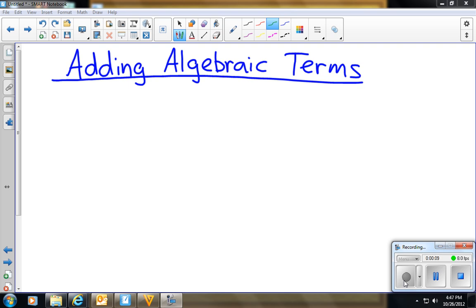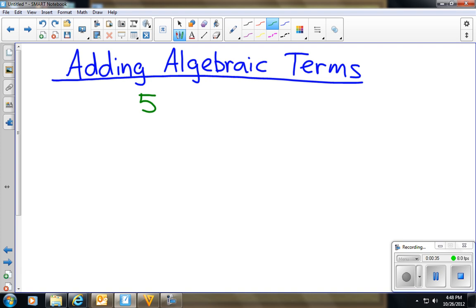We're going to dive into some basic facts, basic concepts in algebra. These are things you need to know to really proceed forward in algebraic learning and thinking. So adding algebraic terms is going to be our goal for today. Before we even begin that, I think it's important that we get some terminology down.